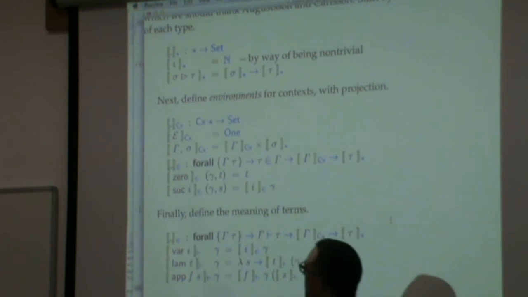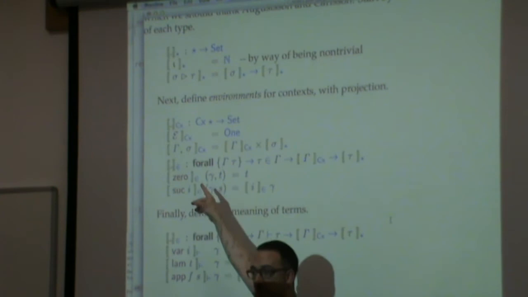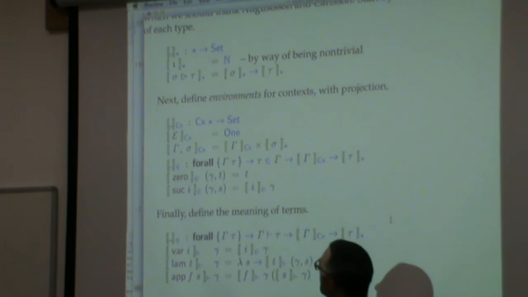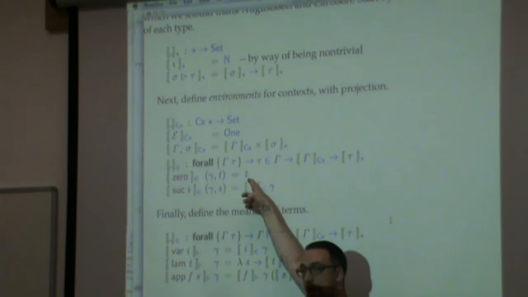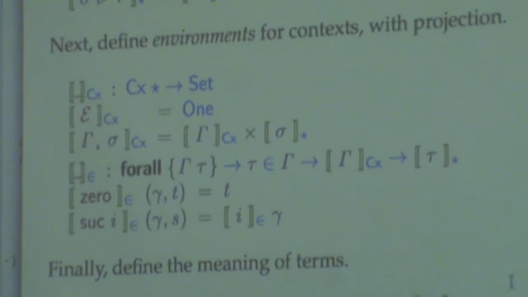You pick some interpretation for your base type, you interpret function types as functions. You interpret contexts as environments, built as tuples of things that are the right type. You can interpret context membership as the ability to project a value of the type you want from an environment. And then when you interpret the terms, everything just fits together perfectly.